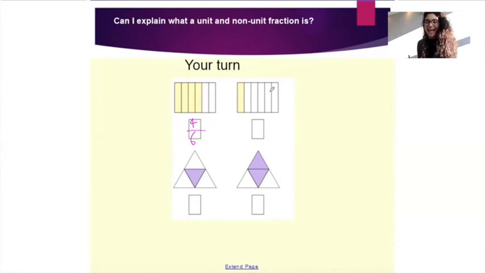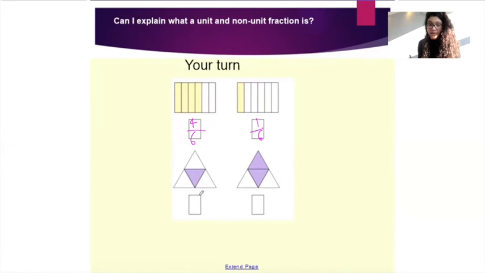What about here? How much of the shape has been shaded? I would say 1 out of 6 has been shaded. I've seen how much has been coloured in, and then I've also totaled up how many parts we have all together. Next one, how much has been shaded here?